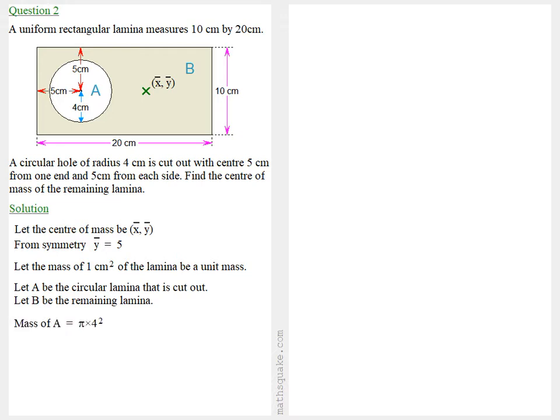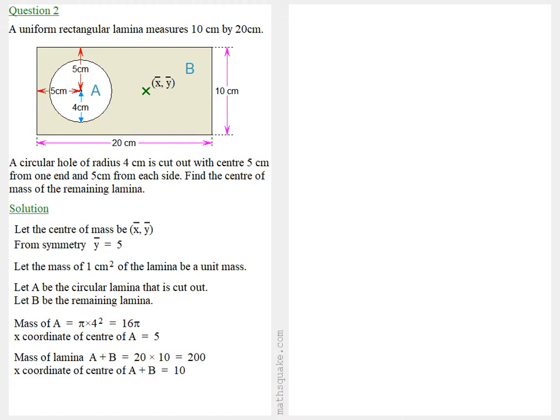Now the mass of A is pi r squared, so it's pi times 4 squared, which is 16 pi. And the x-coordinate of the centre of mass of A is 5. Now the mass of the complete lamina A plus B is 20 times 10, which is 200. The x-coordinate of the entire lamina A plus B is equal to 10. Now the mass of B alone is 200 minus 16 pi, the rectangle minus the circle. And the x-coordinate of the mass of B is what we're trying to find, so we'll call it x bar.